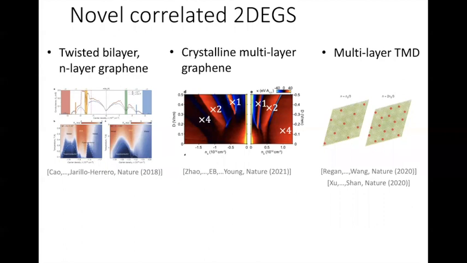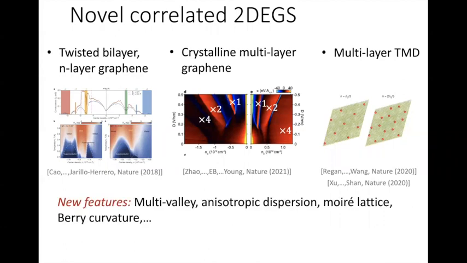And these systems have new features compared to the simple 2D electron gas. They're all 2D electron gases of some sort, but they have these new elements. First of all, they're multi-valley systems. They have anisotropic dispersion, not just parabolic. Some of these systems incorporate the moiré lattice that we heard about, and in some of them there's a large Berry curvature, and so on.